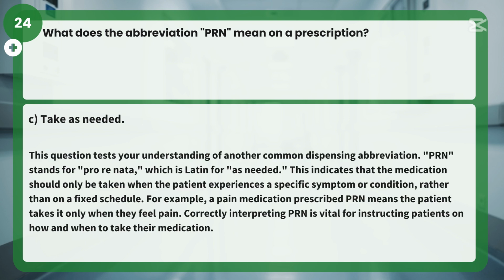Answer: C. Take as needed. This question tests your understanding of another common dispensing abbreviation. PRN stands for pro re nata, which is Latin for as needed. This indicates that the medication should only be taken when the patient experiences a specific symptom or condition, rather than on a fixed schedule. For example, a pain medication prescribed PRN means the patient takes it only when they feel pain. Correctly interpreting PRN is vital for instructing patients on how and when to take their medication.